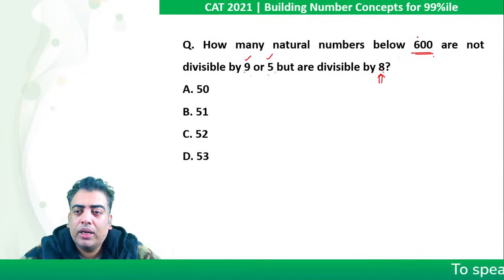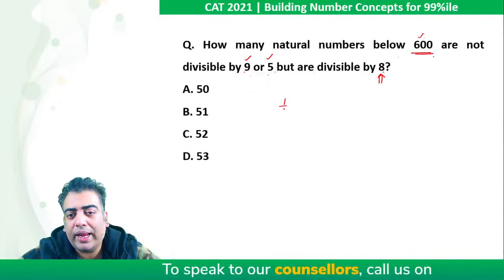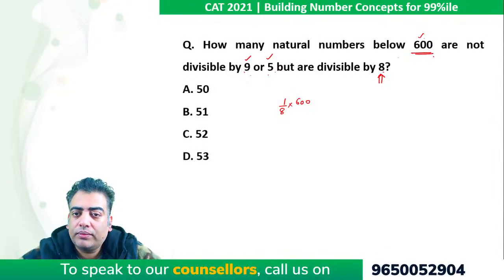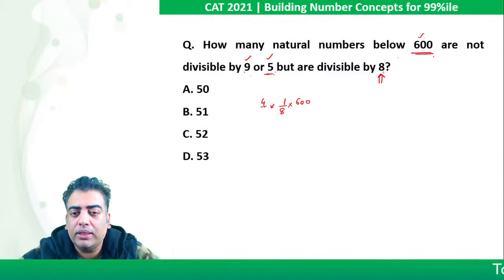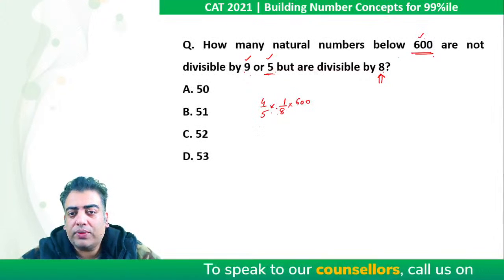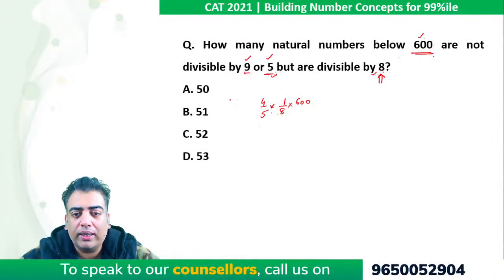So we can say out of these 600 numbers, straightaway 1/8 of the numbers are divisible by 8. Now, when it comes to 5, 1/5 of these numbers are divisible by 5. So the remaining 4/5 numbers are not divisible by 5. So this will give me the condition for these many numbers. Then we can move on to 9.